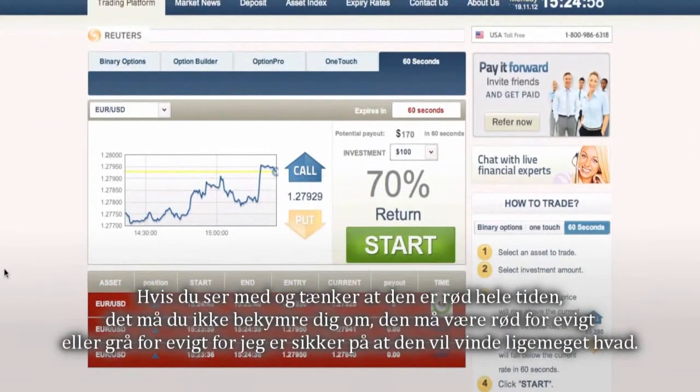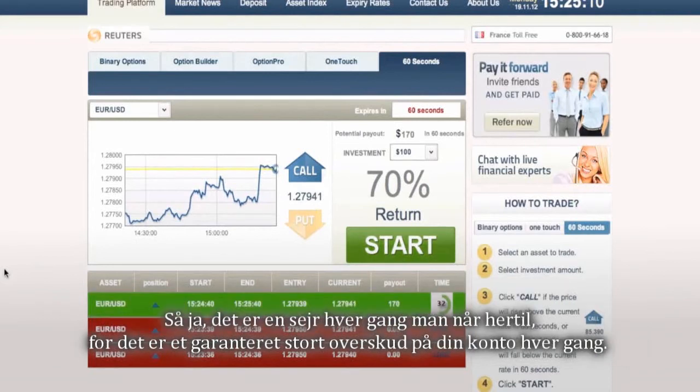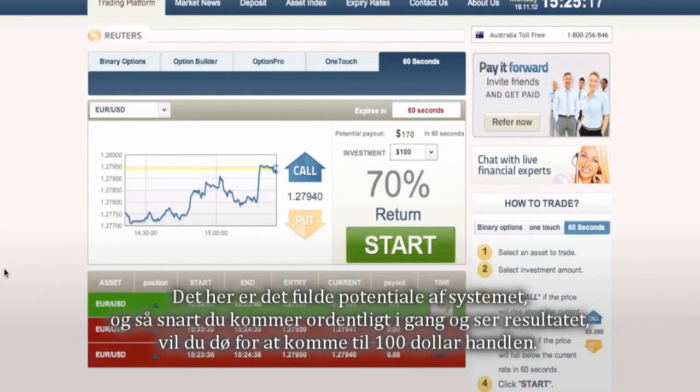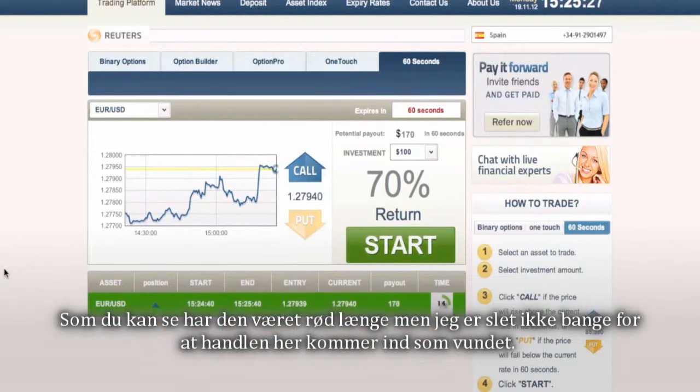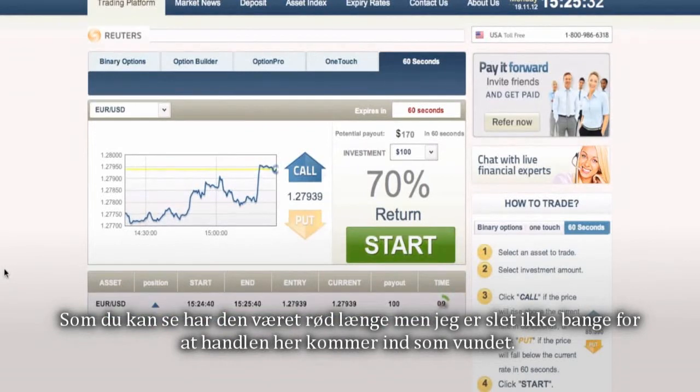Now, if you're watching and thinking, no, it's red all the time, don't you even dare worry about that. It can stay red for ages or it can stay grey for ages. This trade will win, as I 100% know it will win. So it's a victory every time it happens, because this is the guaranteed boost to your account balance, and this is the full potential of this system. Once you start to get the hang of it and you see the results, you'll be dying to reach that $100 trade. And as you can see, it's been red for ages. I'm not at all phased. That trade will come in. So let's just wait and see what happens.